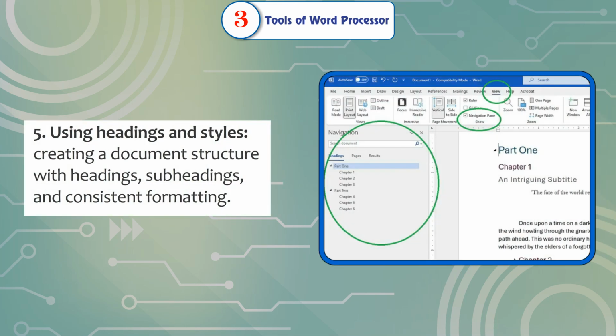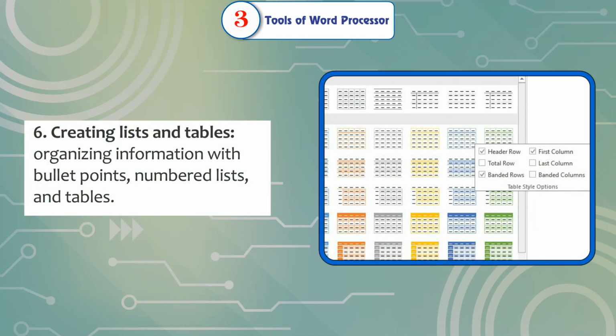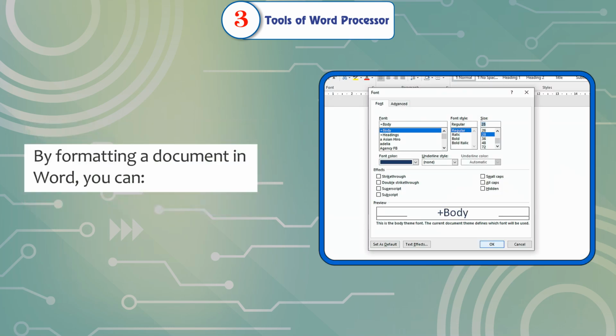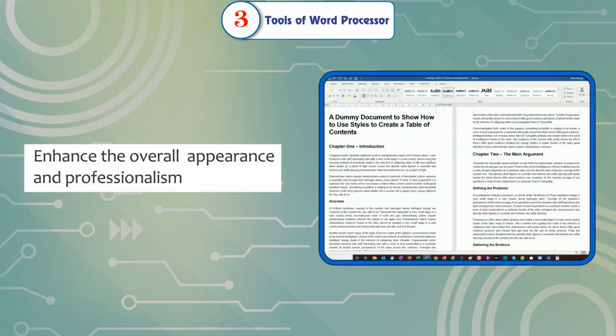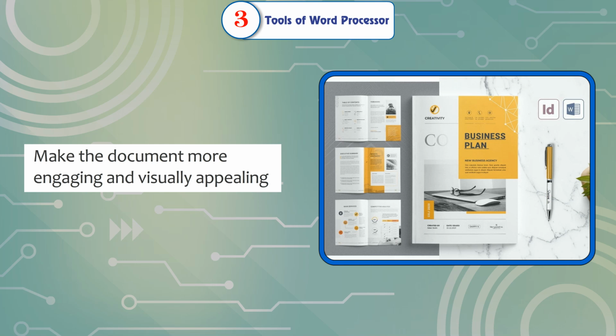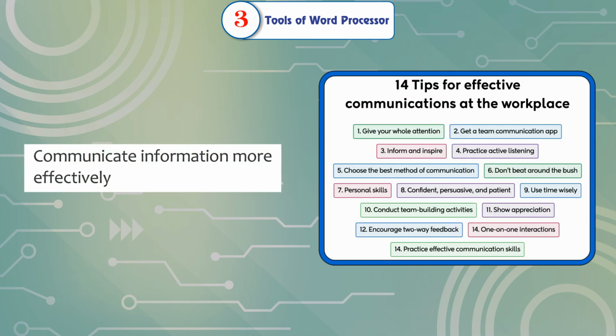5. Using headings and styles: creating a document structure with headings, subheadings, and consistent formatting. 6. Creating lists and tables: organizing information with bullet points, numbered lists, and tables. By formatting a document in Word, you can improve readability and comprehension, enhance the overall appearance and professionalism, make the document more engaging and visually appealing, and communicate information more effectively.